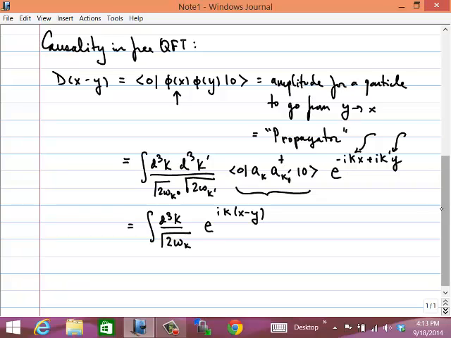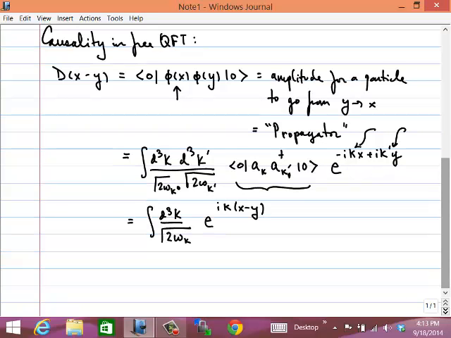So this is a completely explicit expression for the propagator of a free quantum field theory. And I'd like to just spend the next few minutes investigating its properties. Any questions before I continue? Yes.